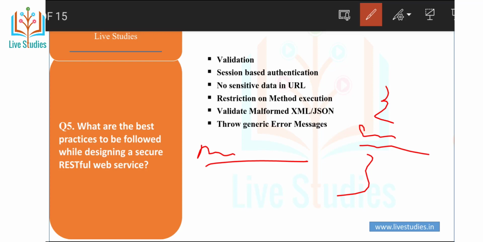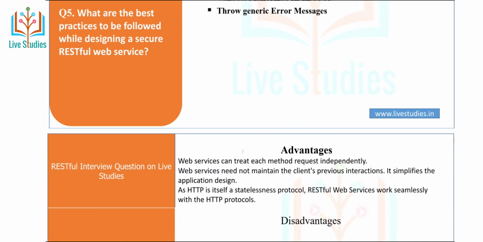200 is OK, right? And 201 means created, 202 means accepted, 203 means non-authoritative information, 204 means no content, 300 means multiple choices. There are some important ones, which I will discuss in another video also. 302 means found. Okay, move to the next question.